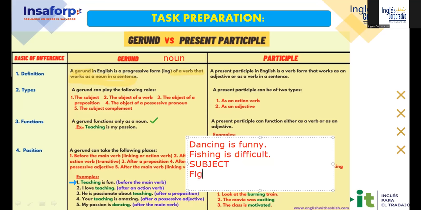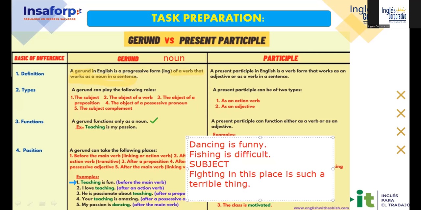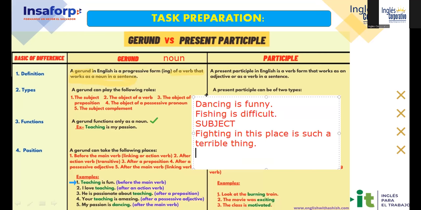Okay, fighting. "Fighting in this place is such a terrible thing." La pelea en este lugar es una cosa terrible, right? La pelea. Okay. Is that clear? Yes. Fighting. So I think we're clear with that. That is the first one we have, before the main verb. It means as a subject of a sentence, right? Okay, so let's continue with the second one.